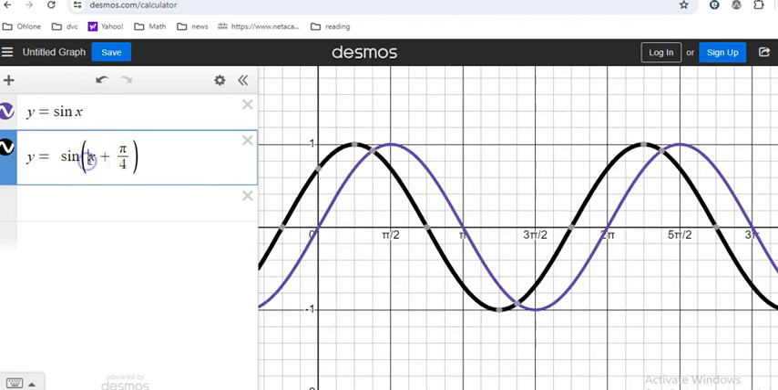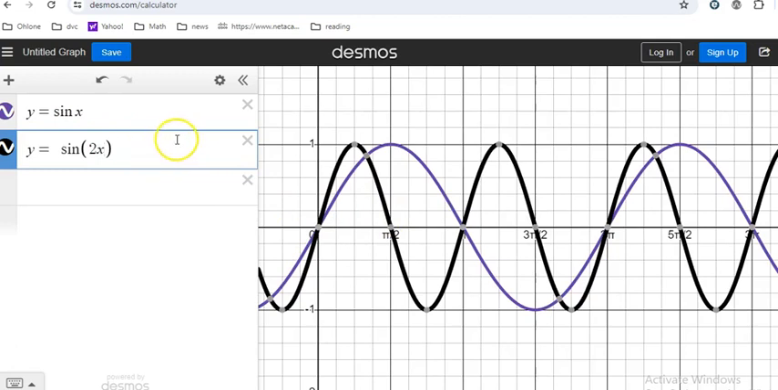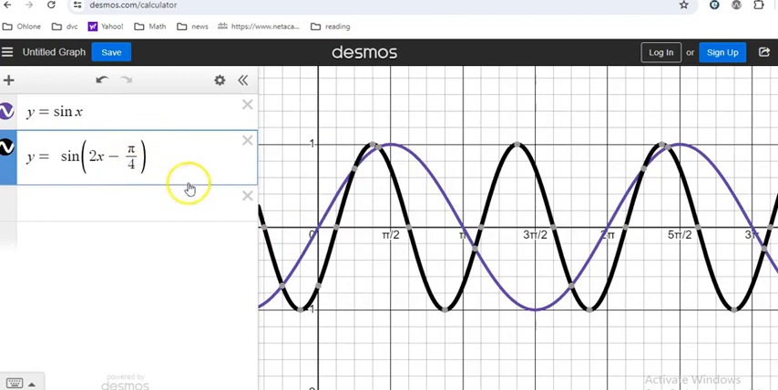But what happens if I have a 2? Take the original function, just say sine 2x first. You will see that it actually goes faster. It completes the whole cycle by pi. But then if I do minus pi over 4, it would have a pi over 8 shift. Why? Because it would be pi over 4 divided by 2. So the phase shift is always this number c divided by b.